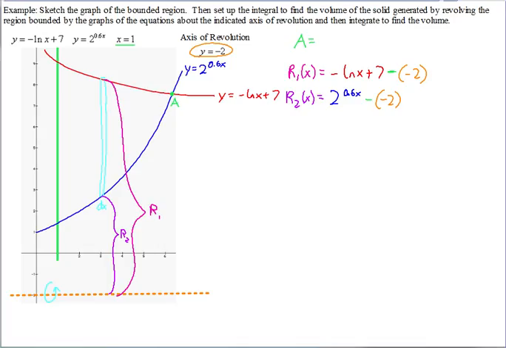So when we set up our integral to find the volume, it's going to be pi times the integral from where the region starts here at 1 and stops at A. And we'll have R1, which is negative natural log of x plus 7 plus 2. You could combine the 7 and the 2 to make a 9, but it's actually easier to put in your calculator like that, because this one's already in our calculator. Minus R sub 2, which is 2 to the 0.6x. Again, minus -2 is like a plus 2. Then the whole thing again times dx. So let's see how we enter that in our calculator.